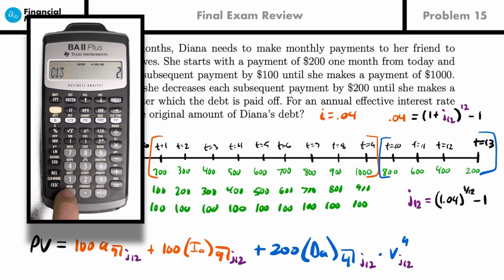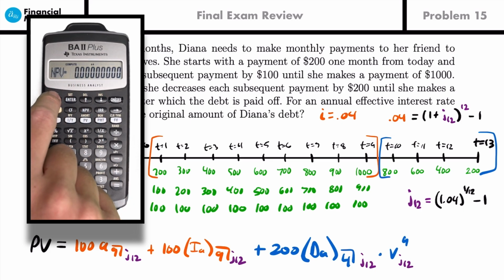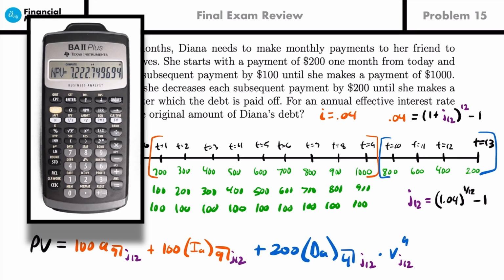C13 is 200, enter. Okay, now what you want to do is hit NPV, and put in the interest rate from earlier. So hit recall 1, I believe is where I stored it. Oh no, that's 1/12. So hit recall 2. There it is. That's the interest rate that we calculated. Hit enter and then go down to NPV, hit compute, and there is the present value.